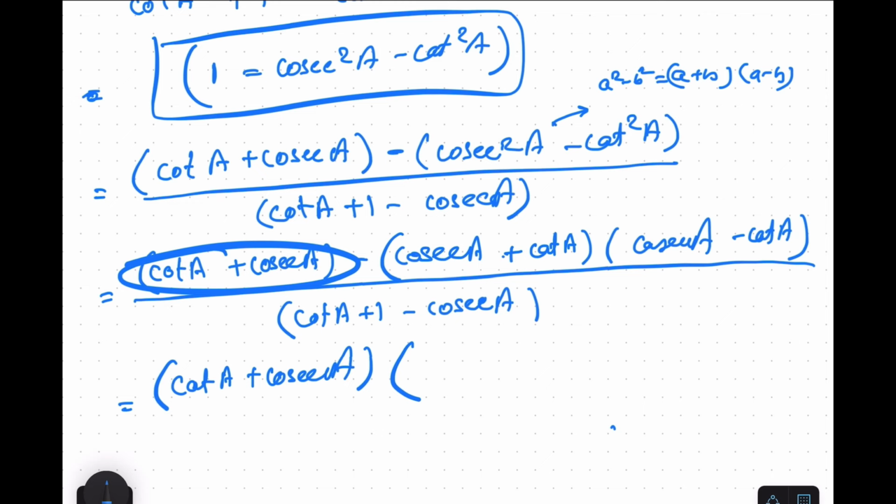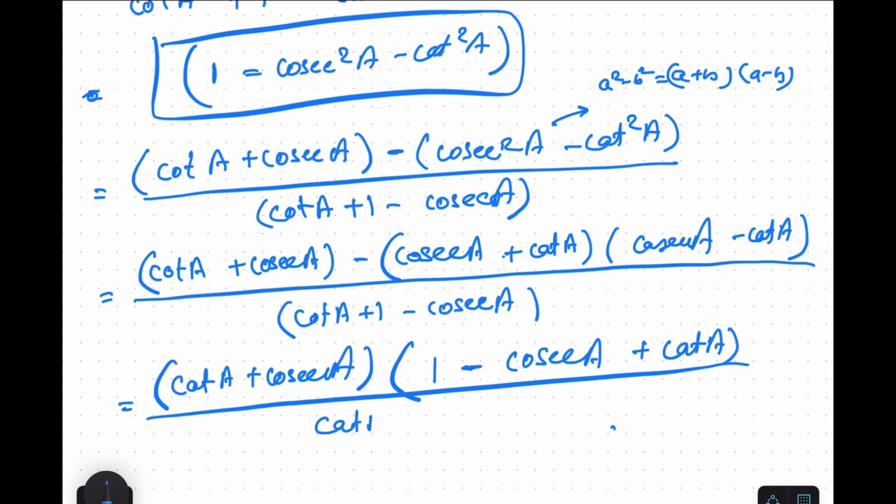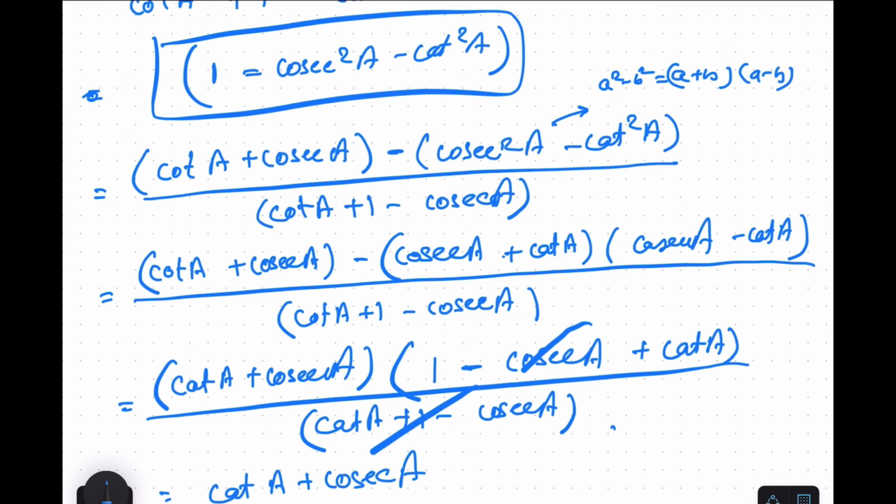If we take everything common from here, what is the remainder now? We can say it's 1 minus this part remaining, right? It will change the sign. So plus will become negative and negative will become positive, right? And leave the denominator like that. Can we see these two are the same thing? We can cancel, right? So remaining is cot a plus cosecant a. That is equal to our RHS, hence proved.